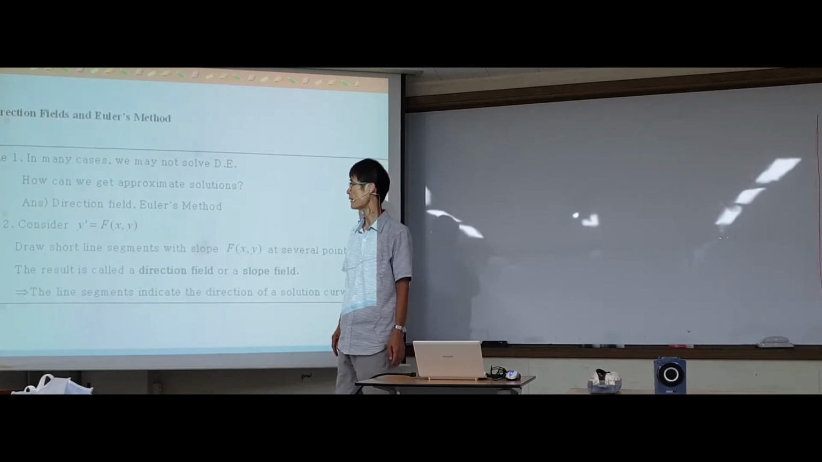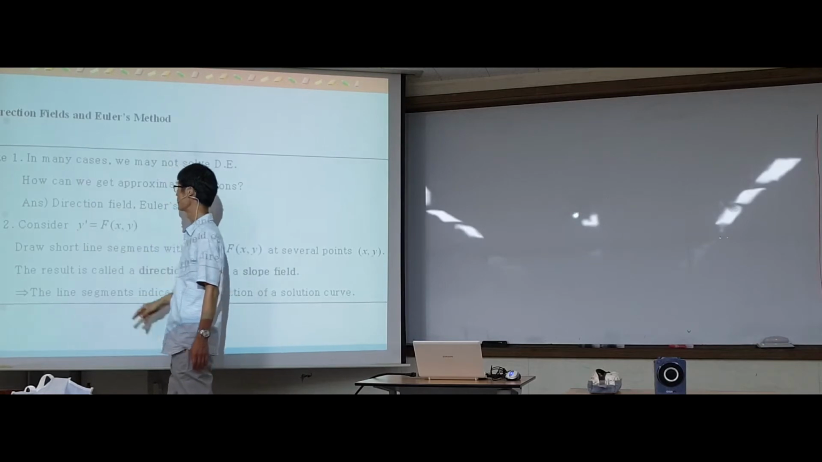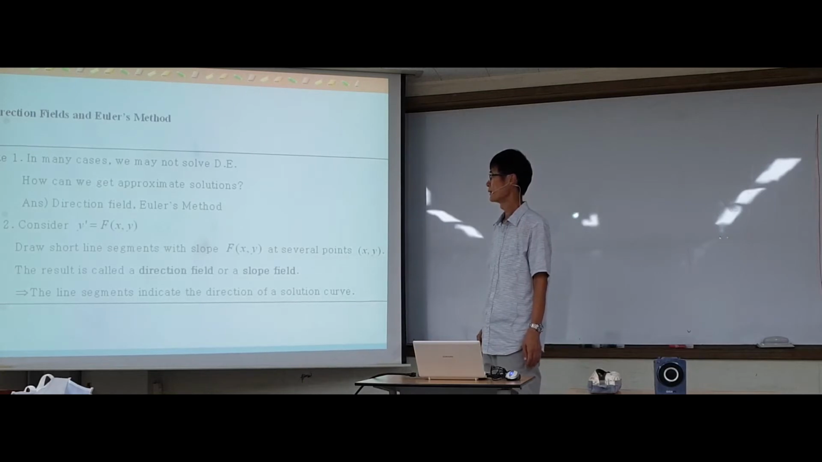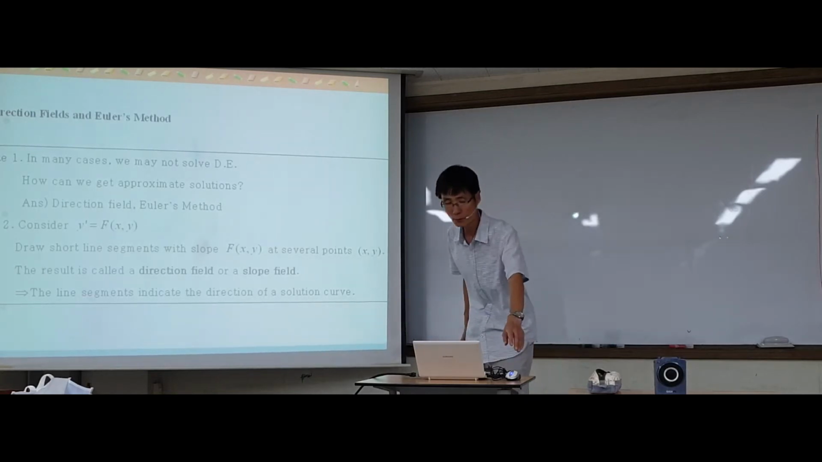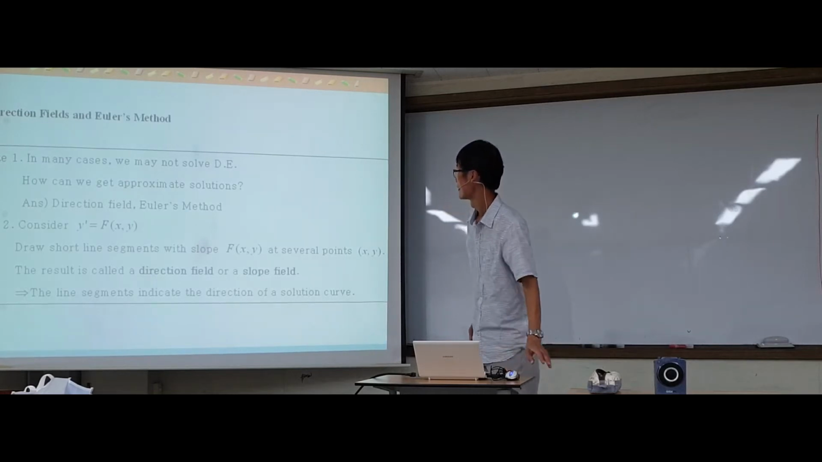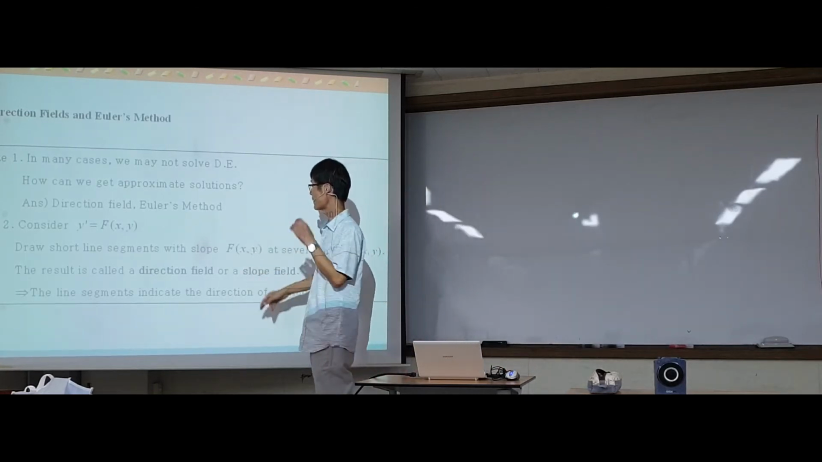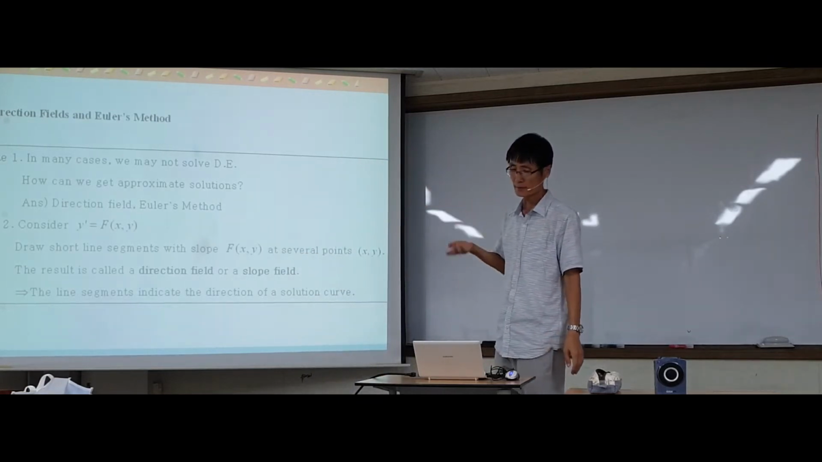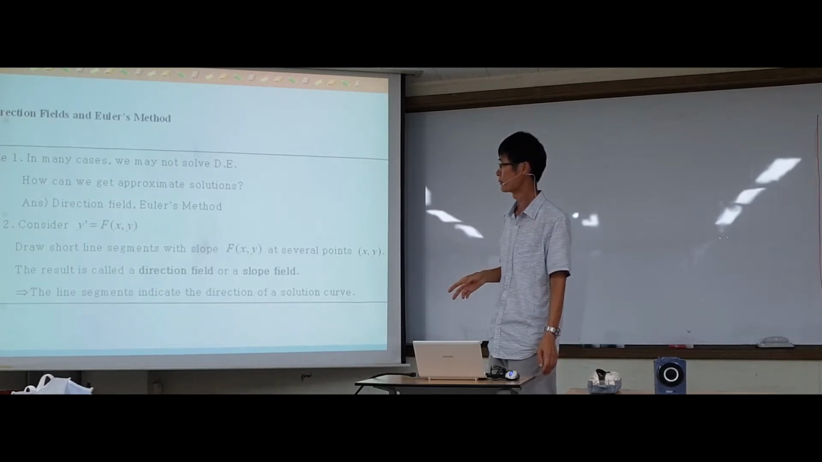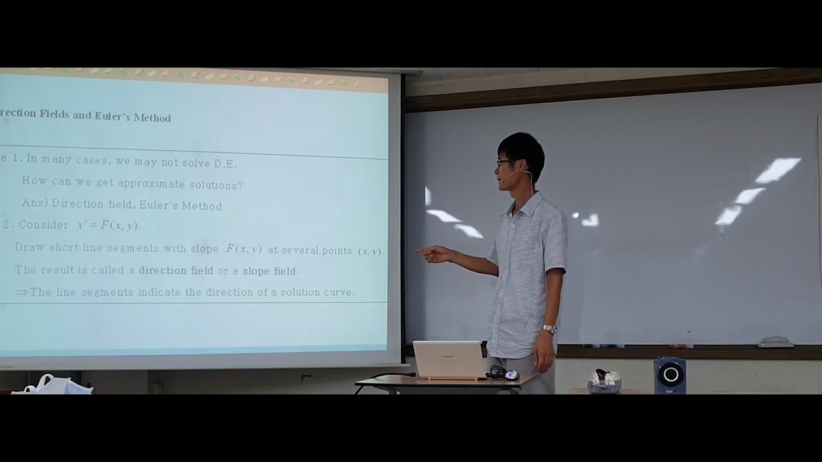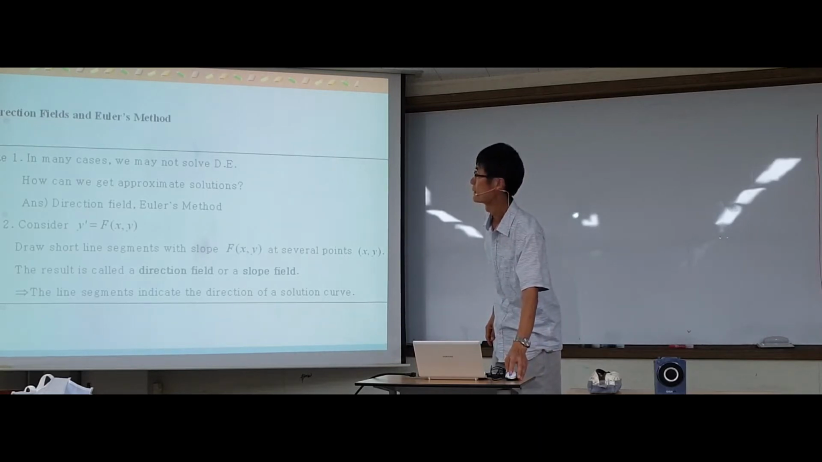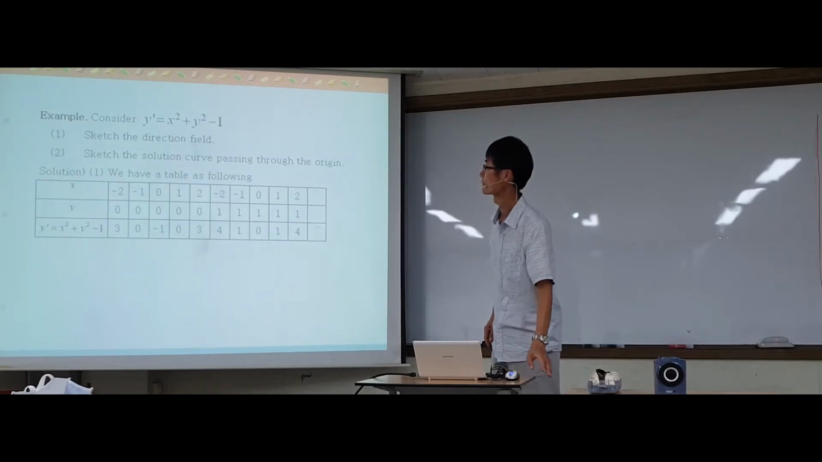then as the derivative of y means the slope of the tangent line at the curve, by drawing some line segment at some point whose slope is f of x, y, then we can get some kind of field which is called direction field or slope field. The line segment indicates the direction of a solution curve. We will see more in detail in a concrete example as following.